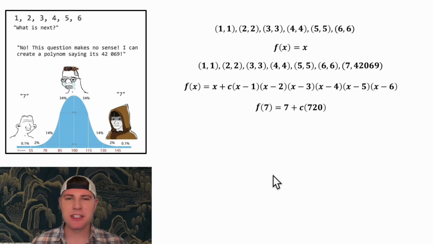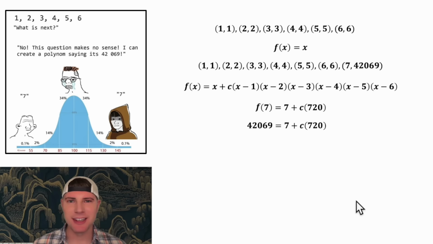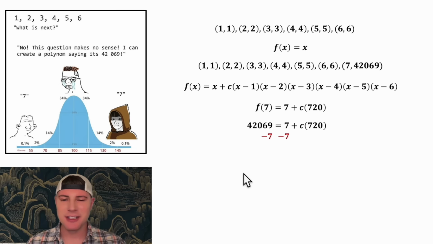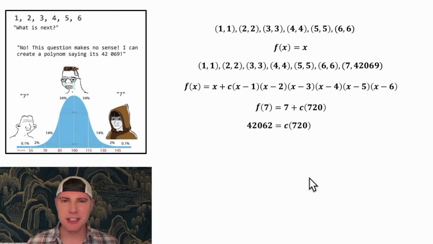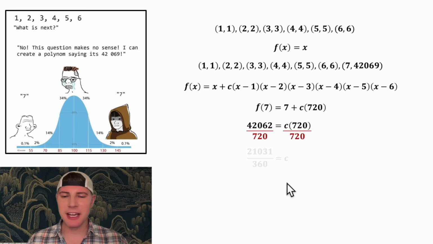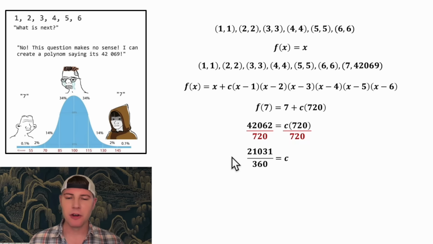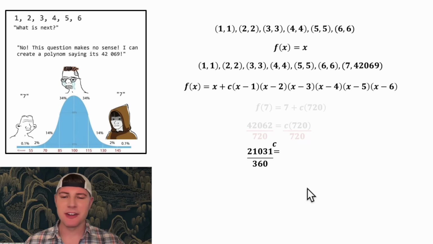In the place of f of 7, we can plug in 42,069. And we can copy down the right-hand side. Next, we can subtract 7 from both sides. On the left-hand side, we'll end up with 42,062. And on the right-hand side, these are going to cancel, leaving us with c times 720. Next, we can divide both sides by 720, and that gives us c is equal to 21,031 over 360. And that is our value for c.